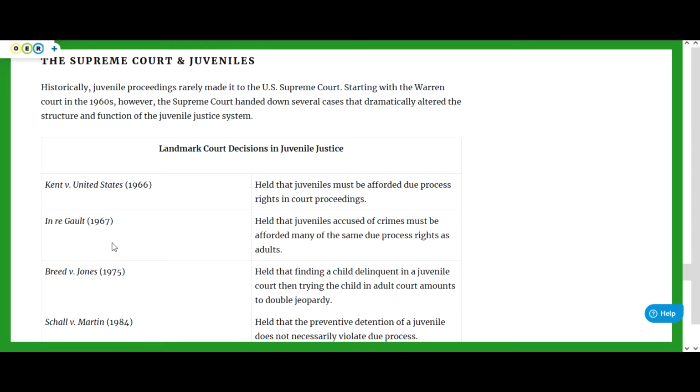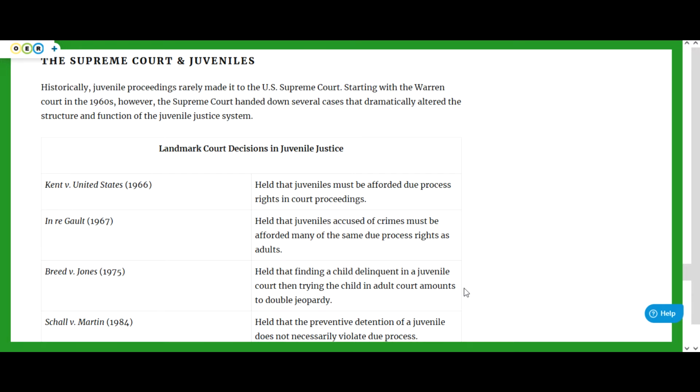This one is important because we're going to talk about this concept. Breed versus Jones in 1975. A child delinquent in juvenile court. So they have that, and then trying the child in adult court amounts to double jeopardy, which you're not allowed to do. That is something that is in our system that you cannot be in double jeopardy.